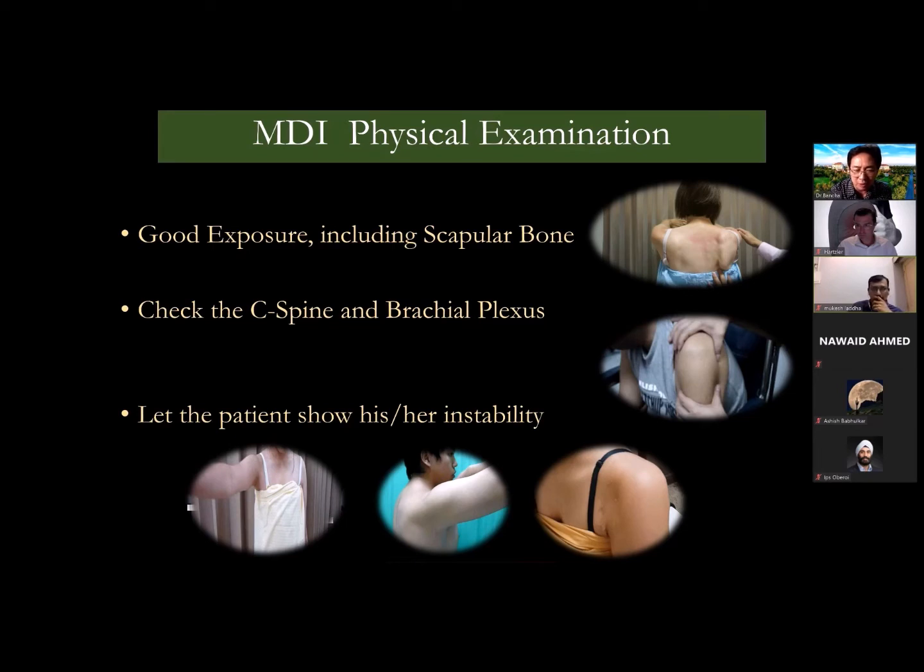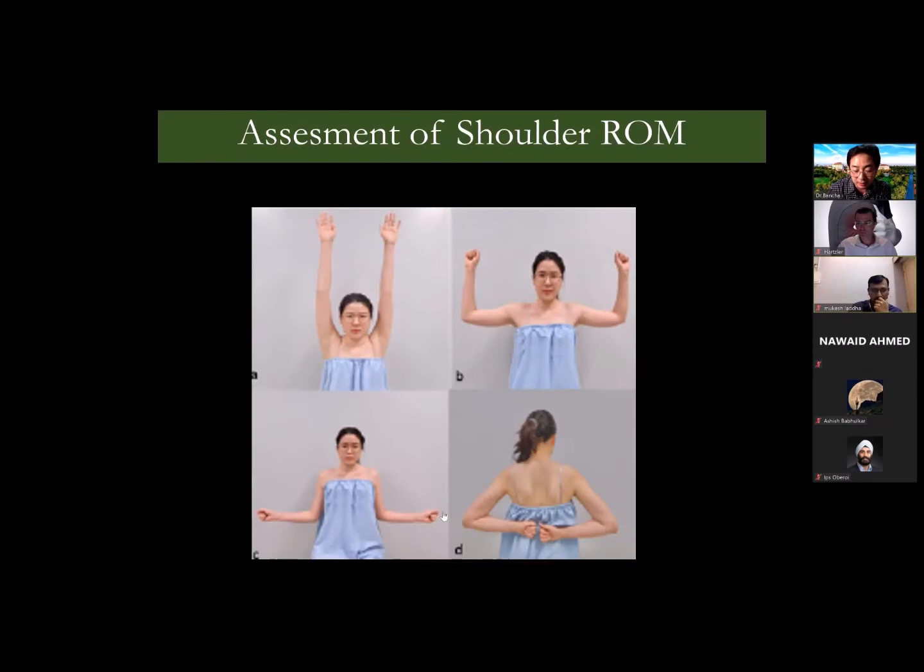So for examination, first we need to make a good exposure to always see the scapula, because many times the patient has a periscapular muscles problem. Like this lady, she has wing scapula. Check the cervical spine every time, and also the brachial plexus, okay? And let the patient show you how they can do that, okay?